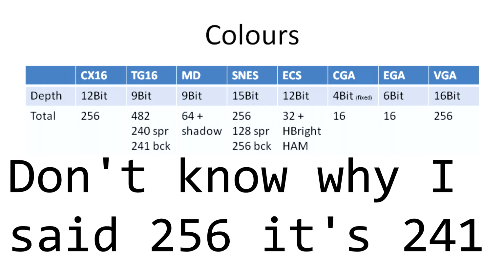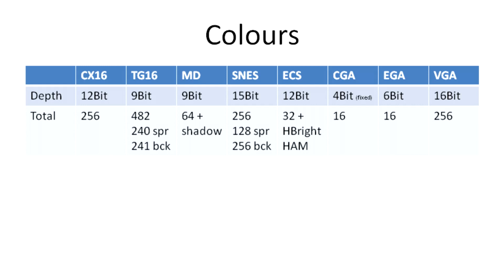MegaDrive is 64 colors with 9 bits as before, and it has a shadow register, so you can kind of get more colors. It's kind of a half bright trick. The SNES has 15-bit color, except for in the aforementioned bitmap mode where it only has 11, with a total of 256 colors, while 128 are available for sprites, up to 256 are available for the backgrounds.